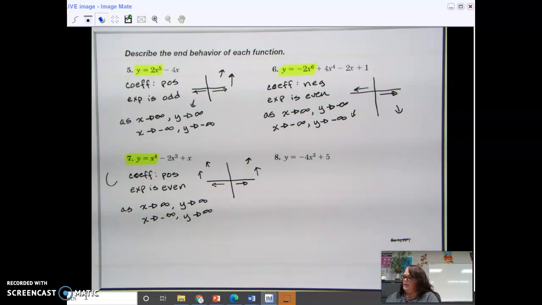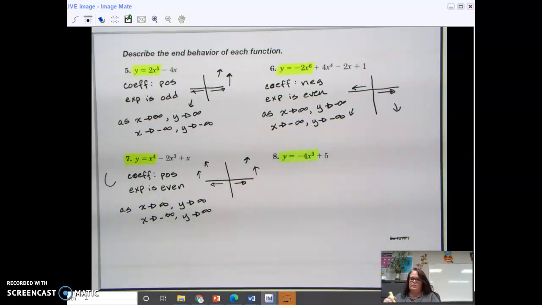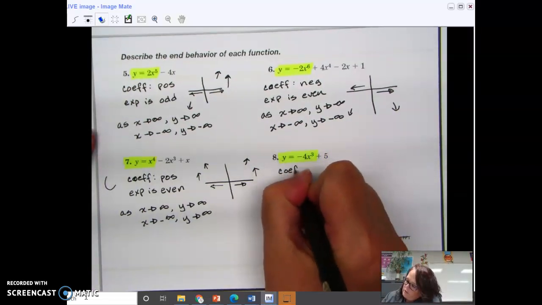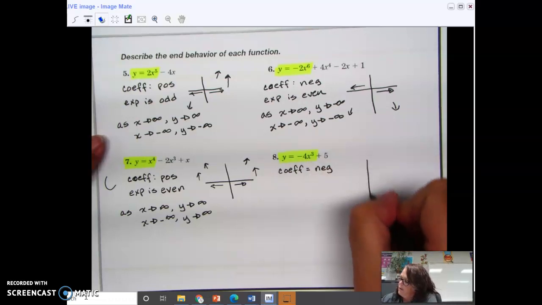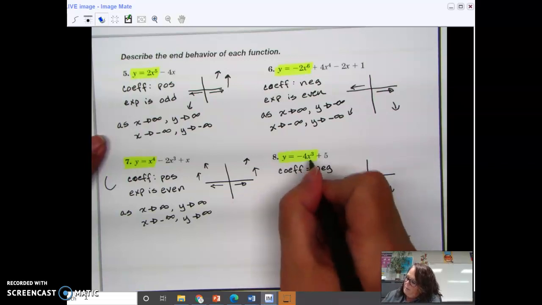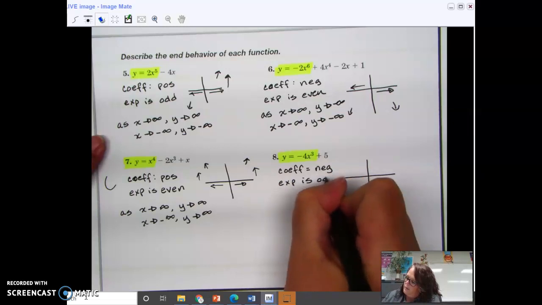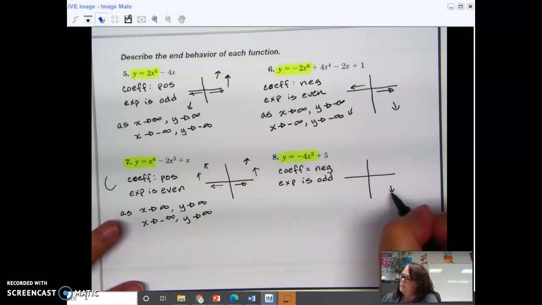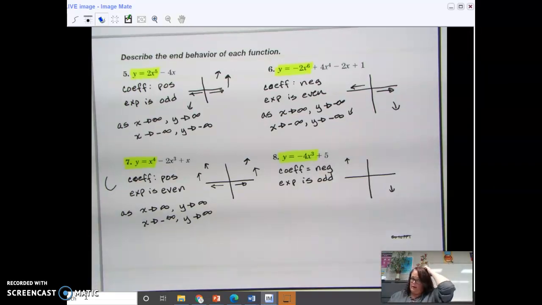All right, so taking a look at number 8, 3 is my highest exponent, so I just have to consider just the negative 4x to the third. So my coefficient is negative with the negative 4. So that means to the right, we're going to go down. And then my 3 is odd, so my exponent is odd. So we're going to do the disco dance of this or this. They're going to go in opposite directions. So since my right side is going down, my left side is going to be going up.